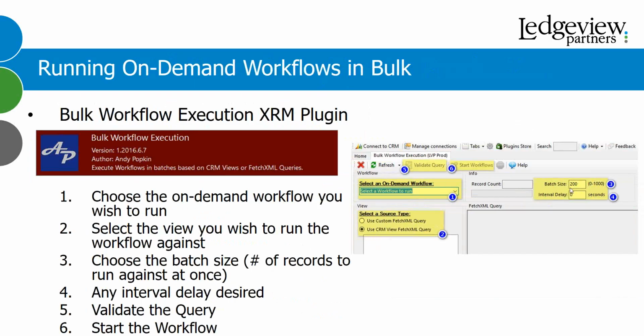Then choose the batch size. You can go 0 to 1,000, which means it'll do that amount at a time, pause, then do that amount again, pause, so on and so forth until it's gone through all of your records. I usually recommend about 500 as middle of the road. Then you can set an interval delay, so when it pauses, you can set it to delay for a certain amount of time. Not necessary. Then validate the query, and then start your workflow right here. And then you can simply let it run in the background. It's not going to affect you being able to jump back into CRM and continue to do work.